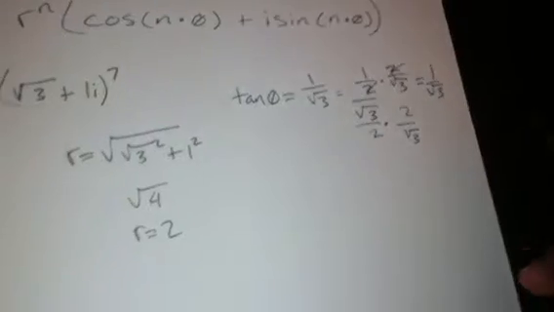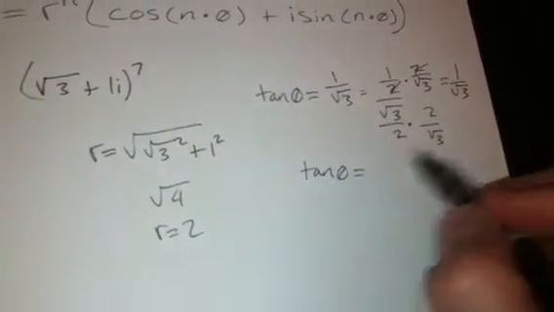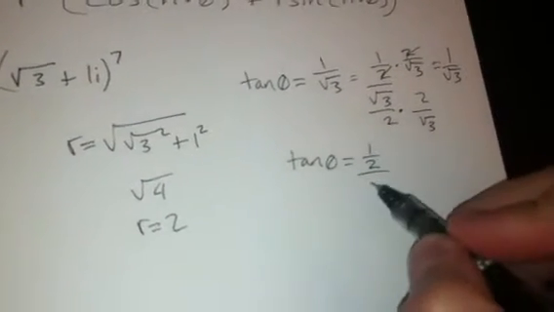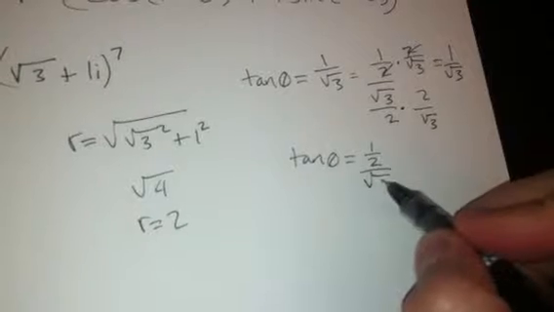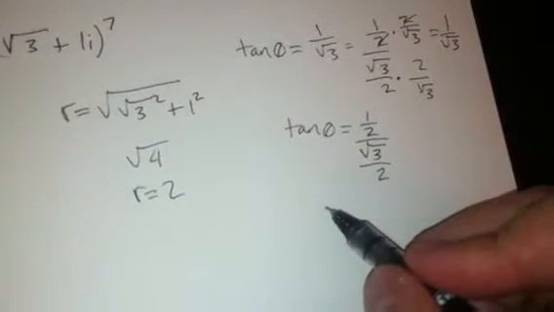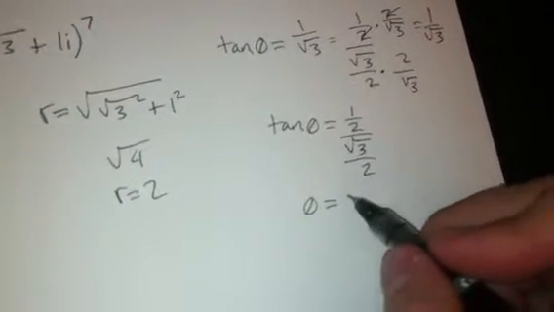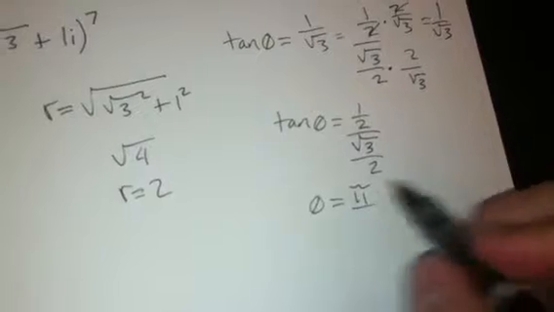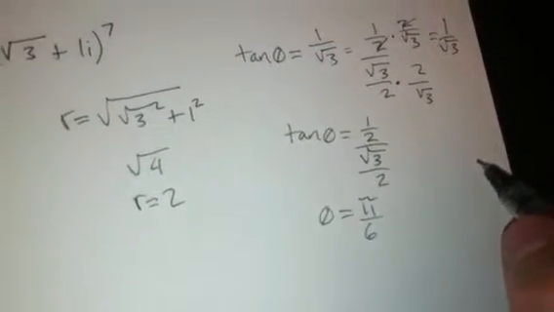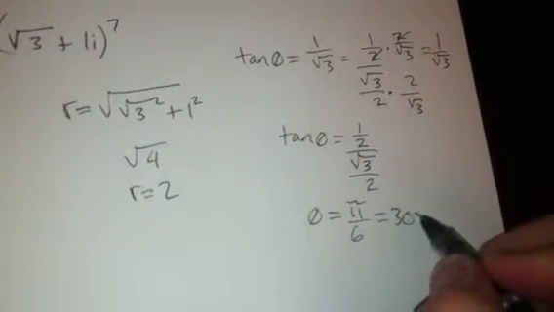So if we use tan theta as the inverse of 1/2 over root 3 over 2, take the tan inverse of that and we find that theta equals pi over 6. Okay, so pi over 6 also equals 30 degrees.